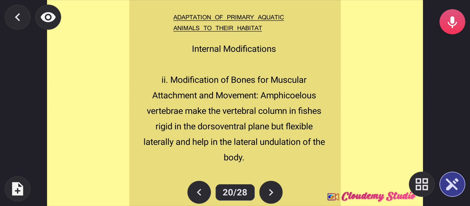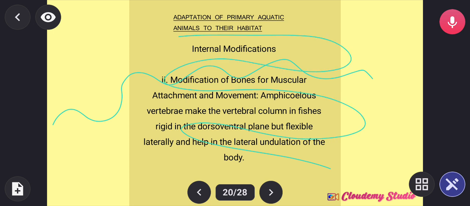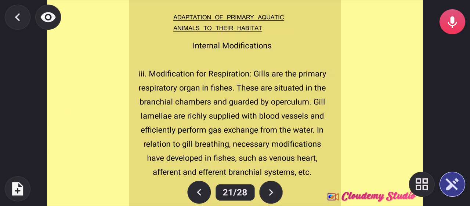Now, the next one is modification of bone for muscular attachment and movement. They possess amphicoelous vertebrae, that is the backbone, which makes the vertebral column in fishes rigid, and it helps them in lateral undulation of the body. And when you see undulation, undulation is a movement like this, you understand? Like the way they move, and the way they escape inside water. So it is the modification for bone and muscular attachment that helps them with this, and we call it amphicoelous vertebrae.